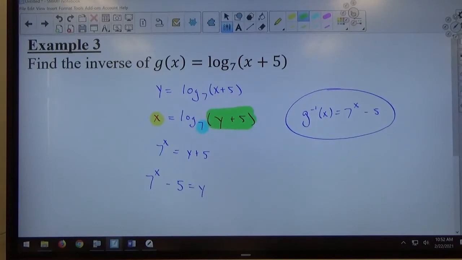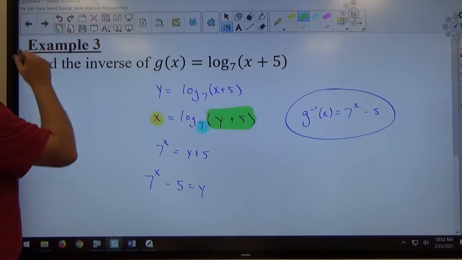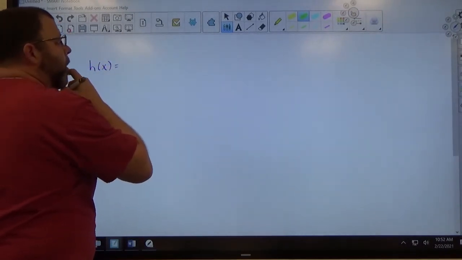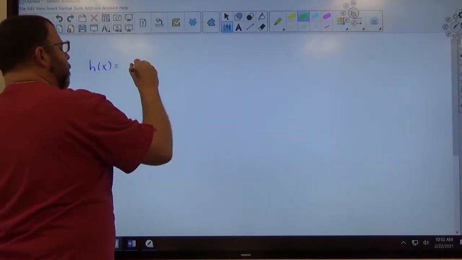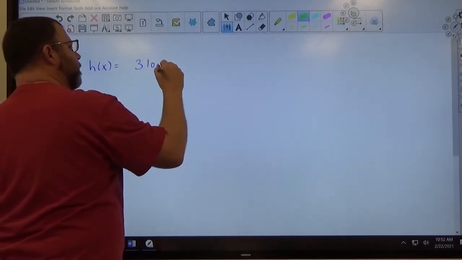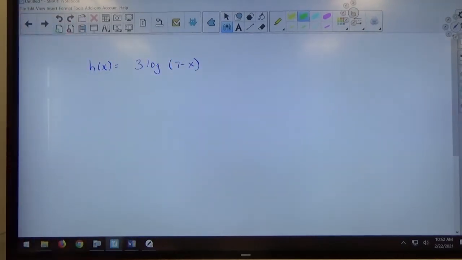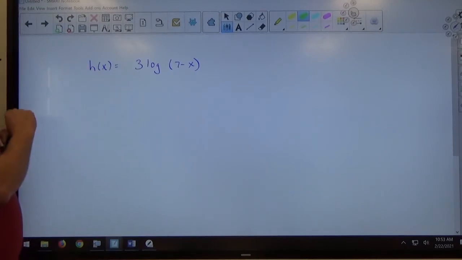Real quick, just because this is going to happen in your homework, let me throw a what if at you to see how to handle that scenario. So what if this is your problem? Suppose we have h of x equals 3 log of 7 minus x. Let's say something like that. Whatever it is, doesn't matter. All right. So suppose that's that. What's different about this is the 3 in front of the logarithm.